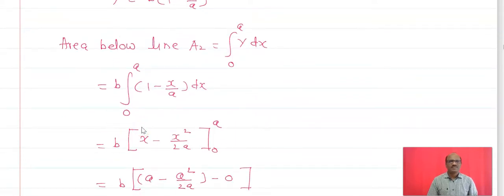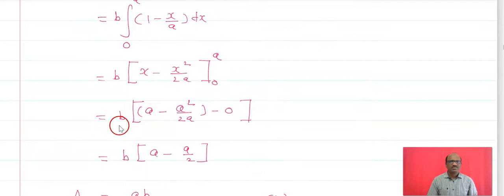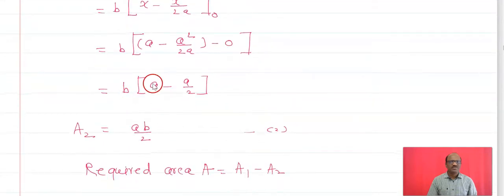Now integrate this. What is the integral of 1? It is x. The integral of x upon a is x square upon 2a. The lower limit is 0 and the upper limit is a. Therefore, b times (a minus a square upon 2a). The a gets cancelled and you get b times (a minus a upon 2), which is a by 2, and so A2 is equal to ab upon 2.